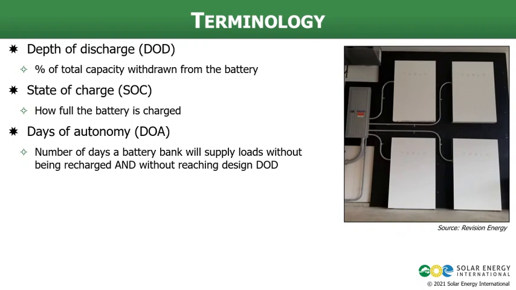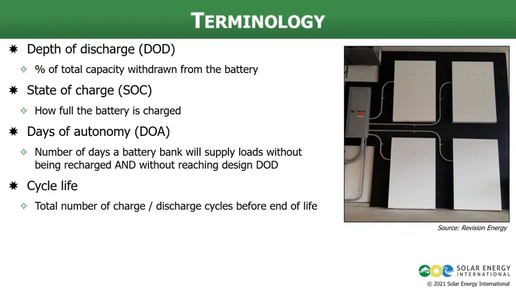of autonomy. So say my maximum depth of discharge is 80%, and I can power the loads for 2 days before the battery goes from 100% state of charge to a 20% state of charge, which would be an 80% depth of discharge. If I can go 2 days, then I have 2 days of autonomy. If I can go 4 days, I have 4 days of autonomy. If I go half a day, it's a half a day of autonomy.